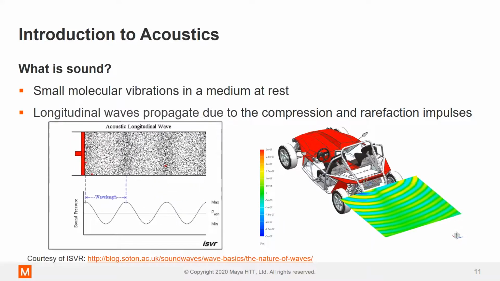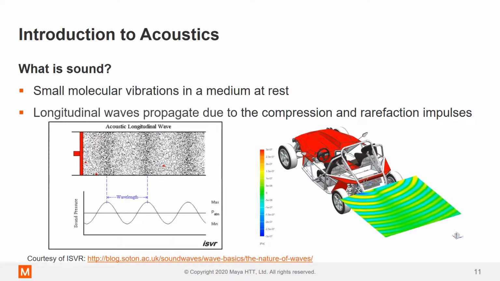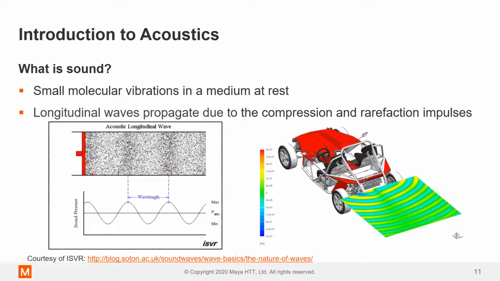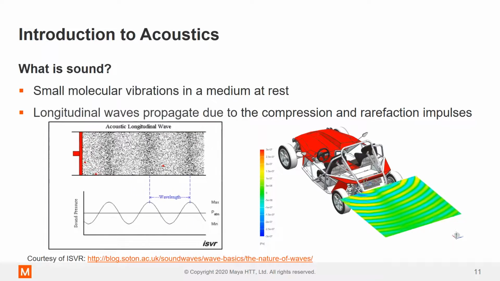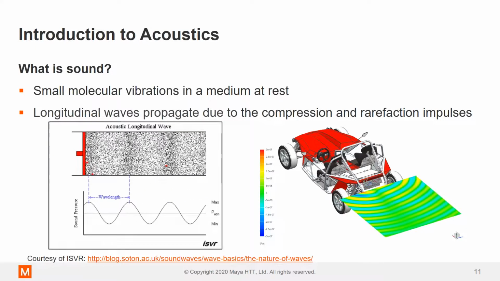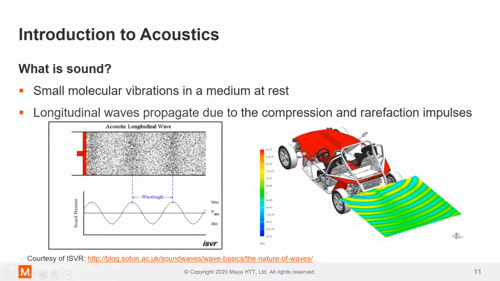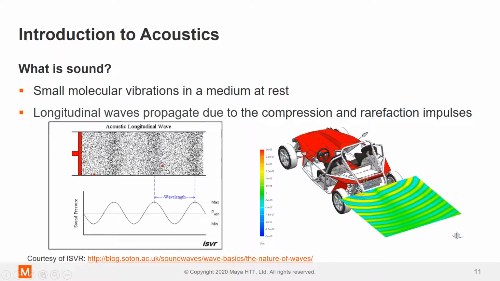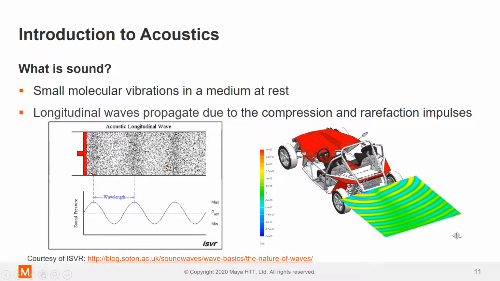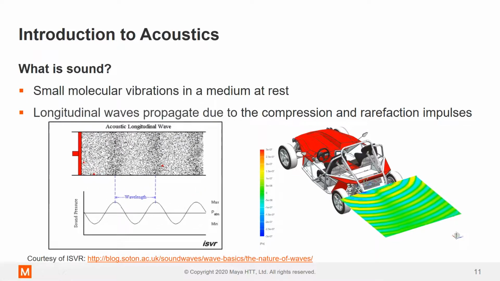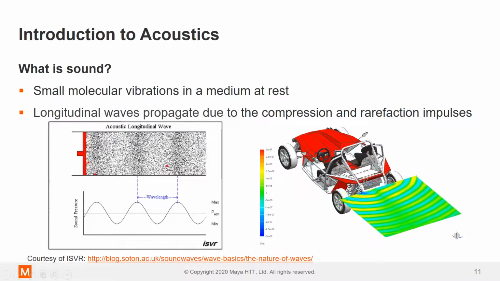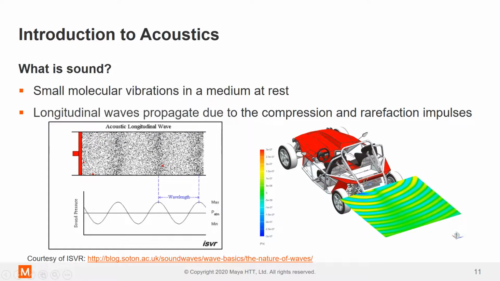What is sound? Sound is essentially small molecular vibrations in the medium at rest. When energy is introduced in a system and the molecules vibrate, as a consequence of those vibrations we have some areas of compression and some areas of rarefaction, meaning that you will have high pressure or low pressure in these different regions. This fluctuation is how sound propagates throughout the medium.